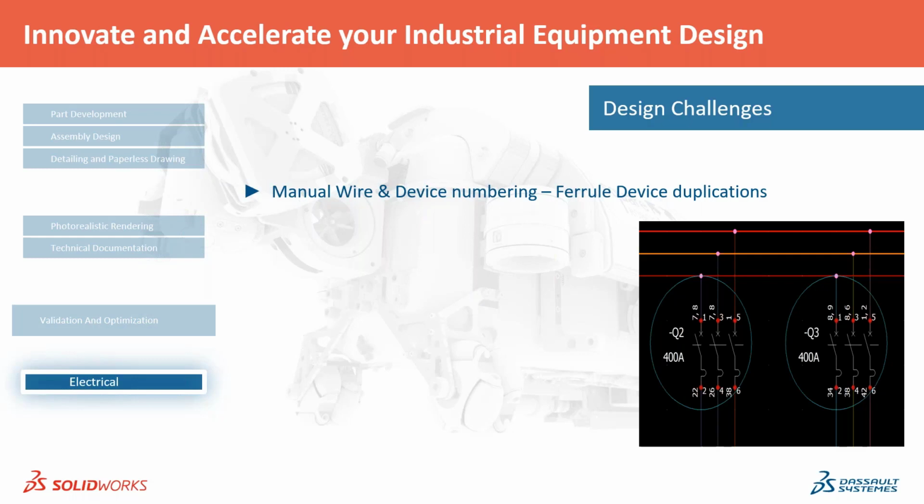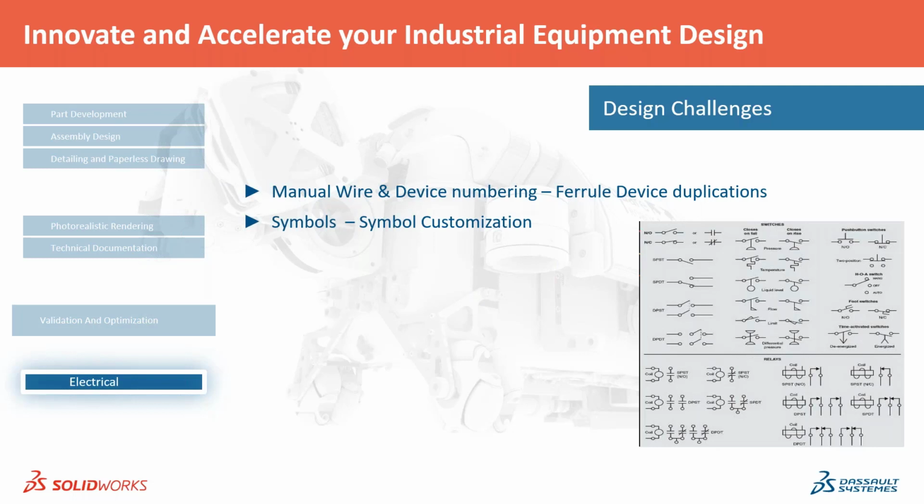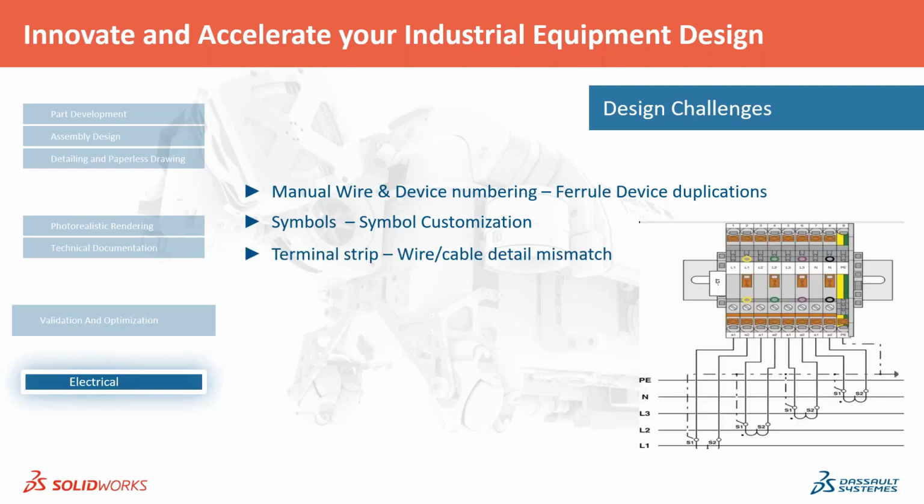And next comes the symbol customization. If we have to create a symbol for each and every project, it takes a lot of time. So there needs to be a certain library provided by the tool, where they can create it once, or if there is a library already available, they can make use of the same library rather than creating it every time.